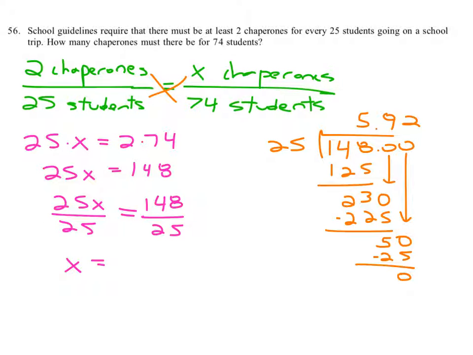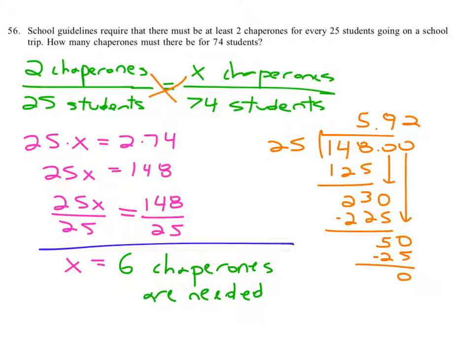But anyway, this does round up. So how do we round up? We round up to, say, 6 chaperones are needed. Be careful with these types of problems and make sure that you're always saying, well, if we round down, that's actually not sufficient. We need to round up.